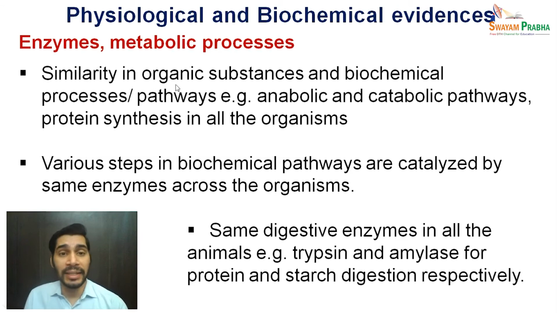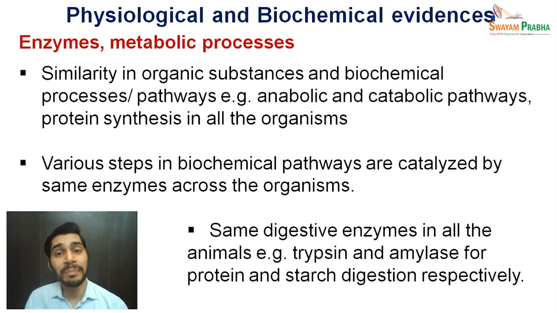There is a similarity in organic substances and the biochemical pathways or processes, like the anabolic and catabolic pathways occurring in the cells, and the protein synthesis pathways in different organisms. This similarity of organic substances and biochemical pathways existing in different organisms indicates that there has been a common origin. Various steps in biochemical pathways, let's say in glycolysis, are all conserved across the organisms.